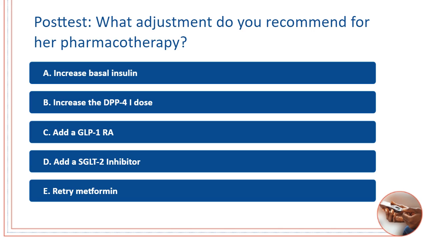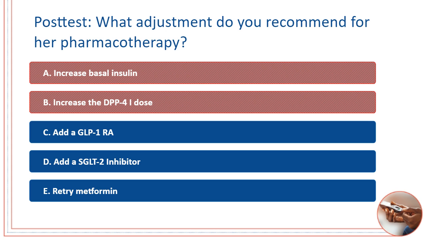If you looked at her glucose readings, she had morning readings as low as 72. So again, increasing the basal insulin might lower her glucose, but could put her at risk for hypoglycemia. She was on a low dose of a DPP-4 inhibitor, probably lower than she needed to be based on her renal function. But again, that's not likely to have much benefit.